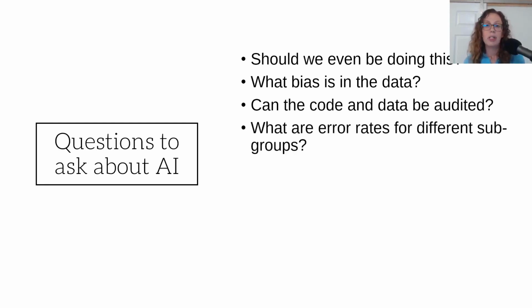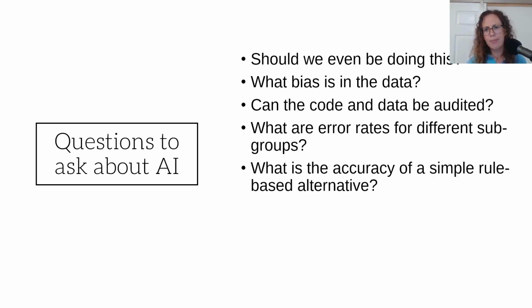Looking at error rates for different subgroups is really important, and that's what's so powerful about Joy Buolamwini's work. If she had just looked at light skin versus dark skin and men versus women, she wouldn't have identified just how poorly the algorithms were doing on dark-skinned women.